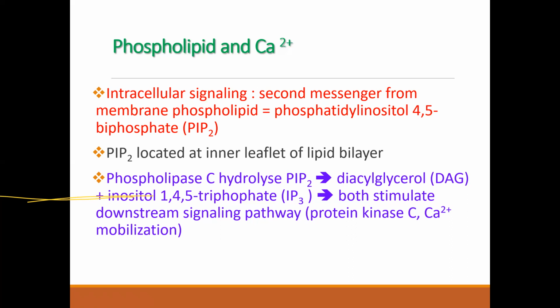The enzyme called phospholipase C can hydrolyze PIP2. After being hydrolyzed, the products are diacylglycerol, or DAG, and inositol triphosphate, or IP3. DAG and IP3 are second messengers. They can stimulate downstream signaling pathways via protein kinase C and calcium mobilization.